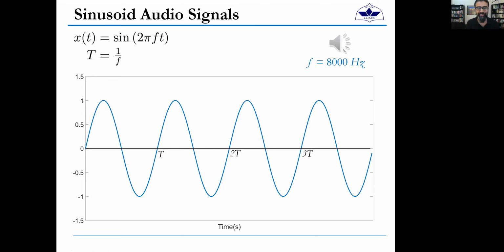And so here's what 8 kilohertz is. Okay, so this is 8 kilohertz. So the pitch is higher, right? All right. So this is 18 kilohertz.